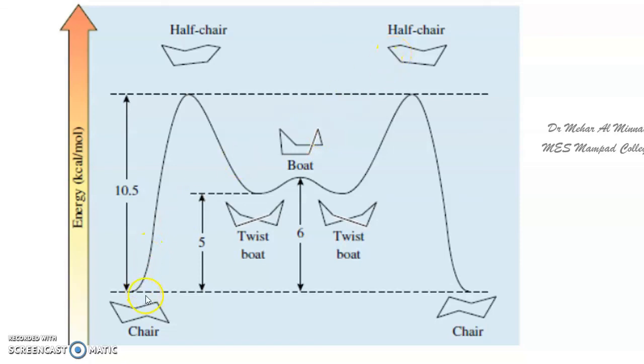Alright, and the energy difference between chair and half chair is 10.5 kilocalories per mole, while the energy difference between boat, twist boat and chair is very low. And remember, almost 99% of the cyclohexane ring exists in the chair conformation. So these are the points related to ring flipping.